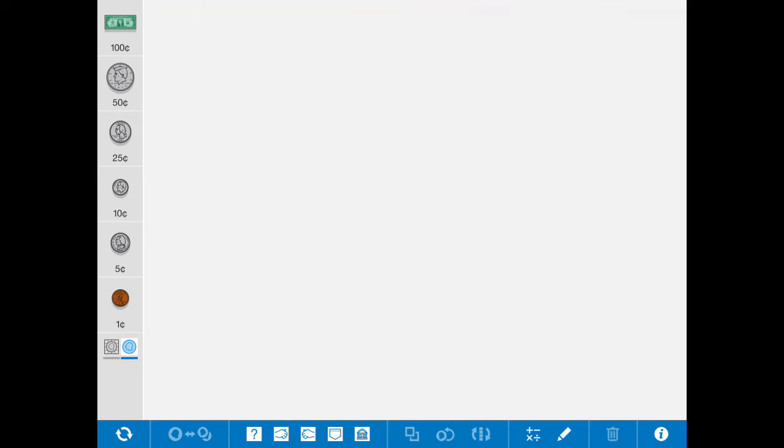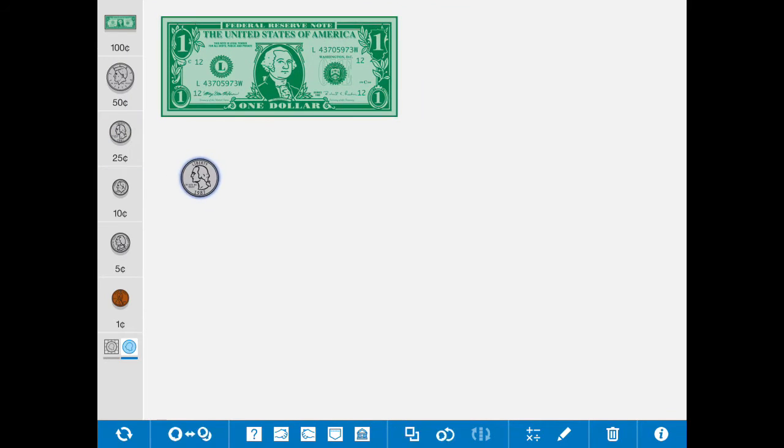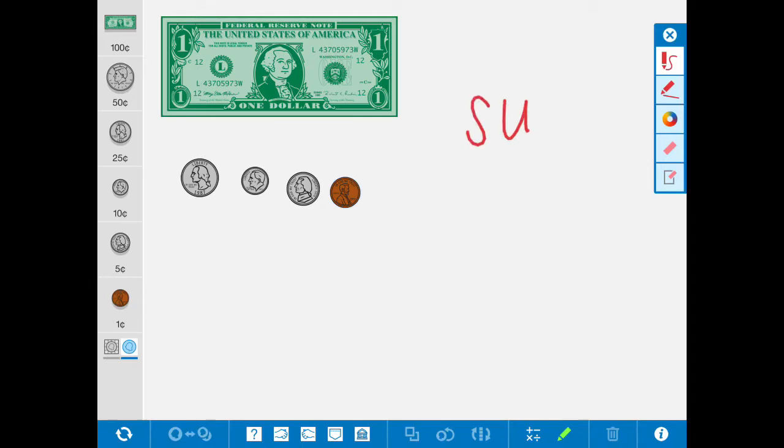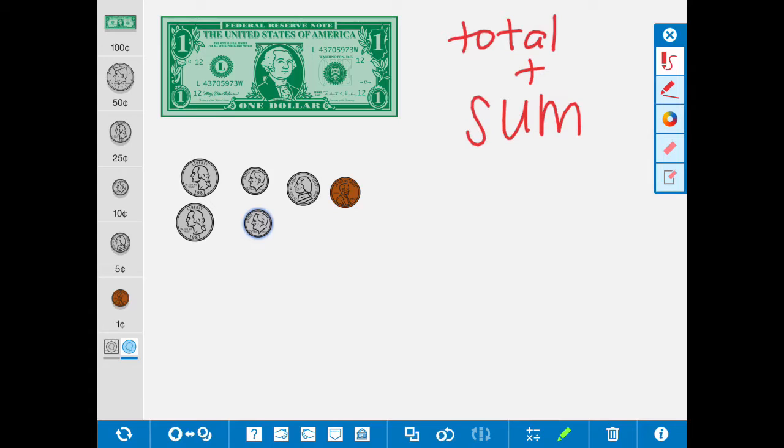When counting money, you are taking bills, coins, and maybe even $5 bills, and you are adding them together to find the sum. You want to know the total amount that someone has. So you are finding the sum. That means you're going to add. So let's say I have 2 quarters, 2 dimes, a nickel, a penny, and $1 bill.